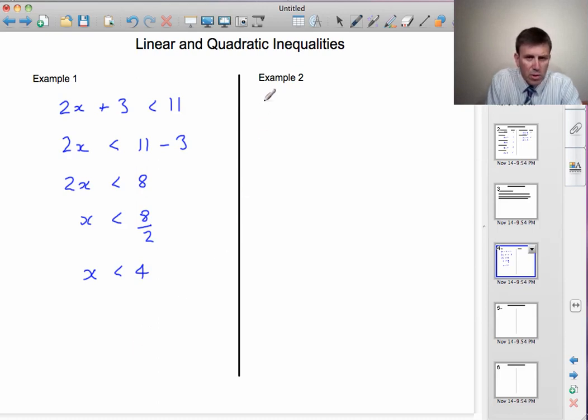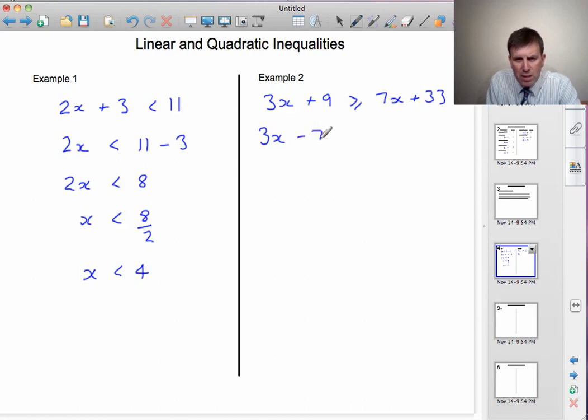Example 2. 3x plus 9 is greater than or equal to 7x plus 33. Right, we'll bring the x's to the left-hand side, and the terms that don't involve x, we'll take them to the right-hand side. So we have 3x. When I bring the 7x across, it becomes minus 7x is greater than or equal to plus 33 is already on the right-hand side. When I bring the plus 9 across, it becomes minus 9.